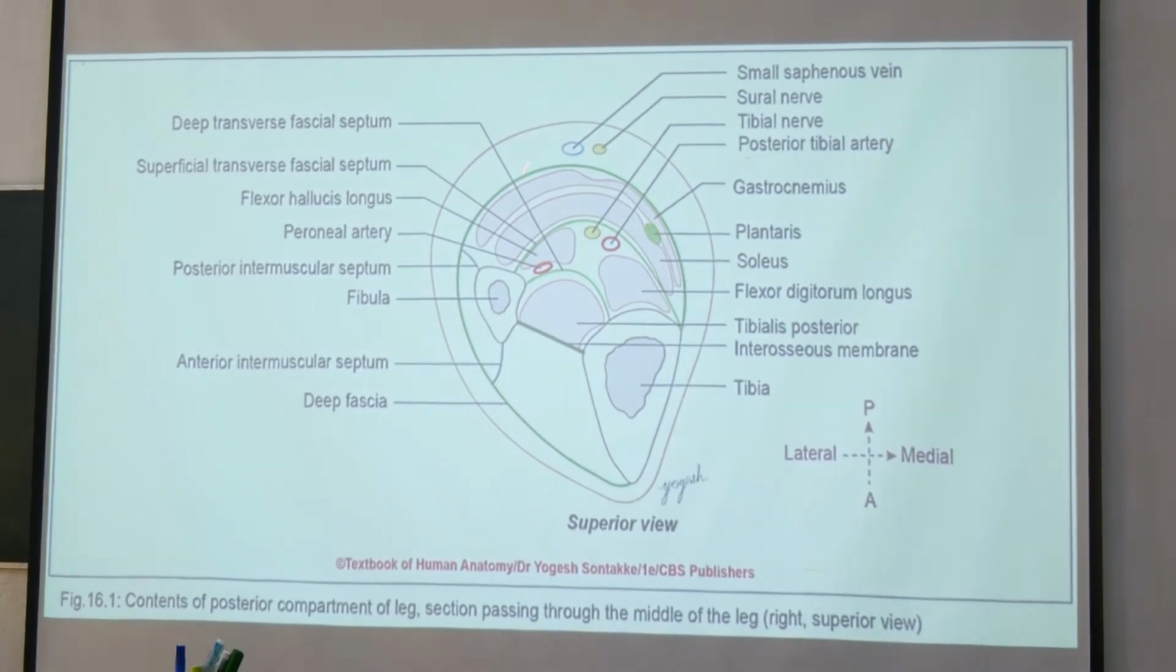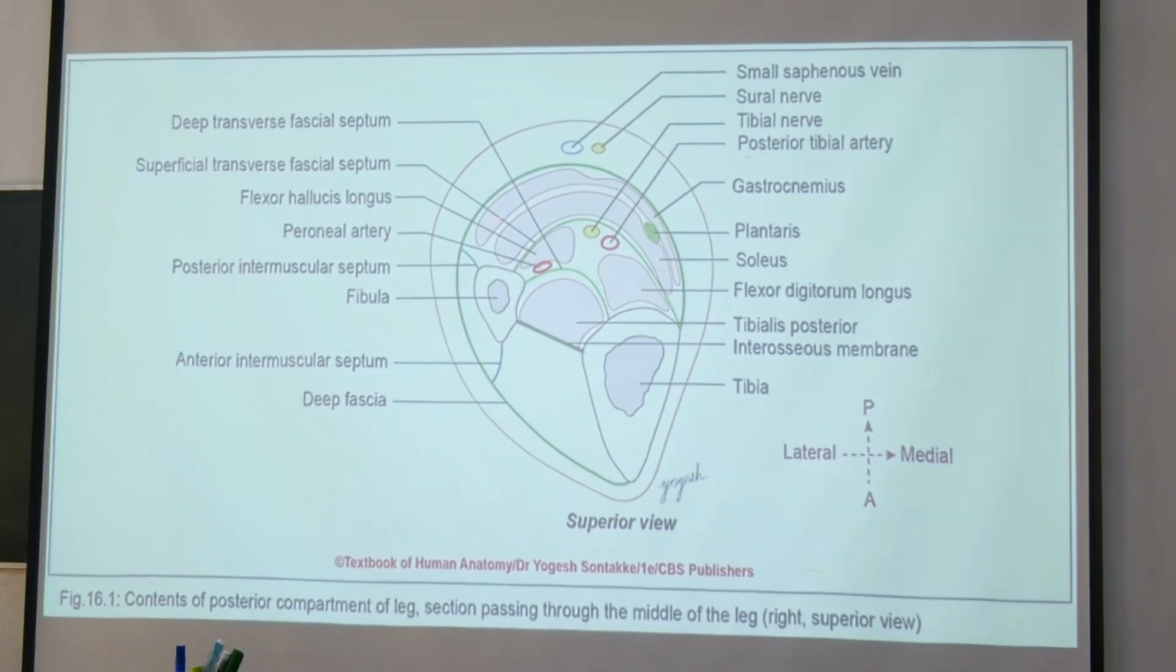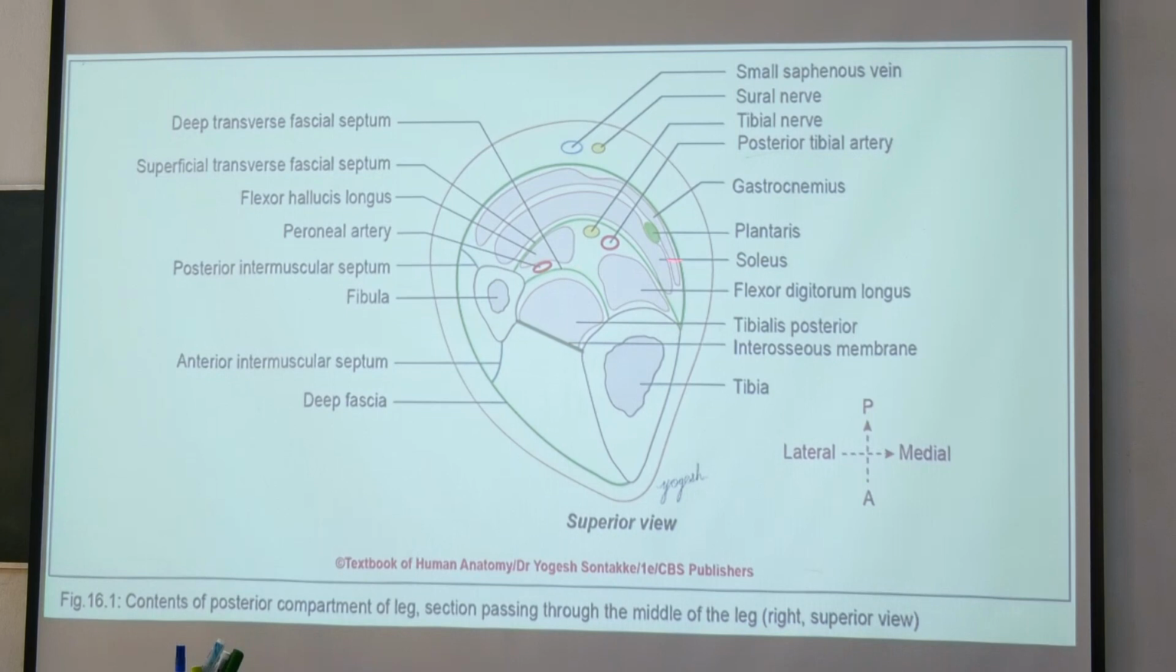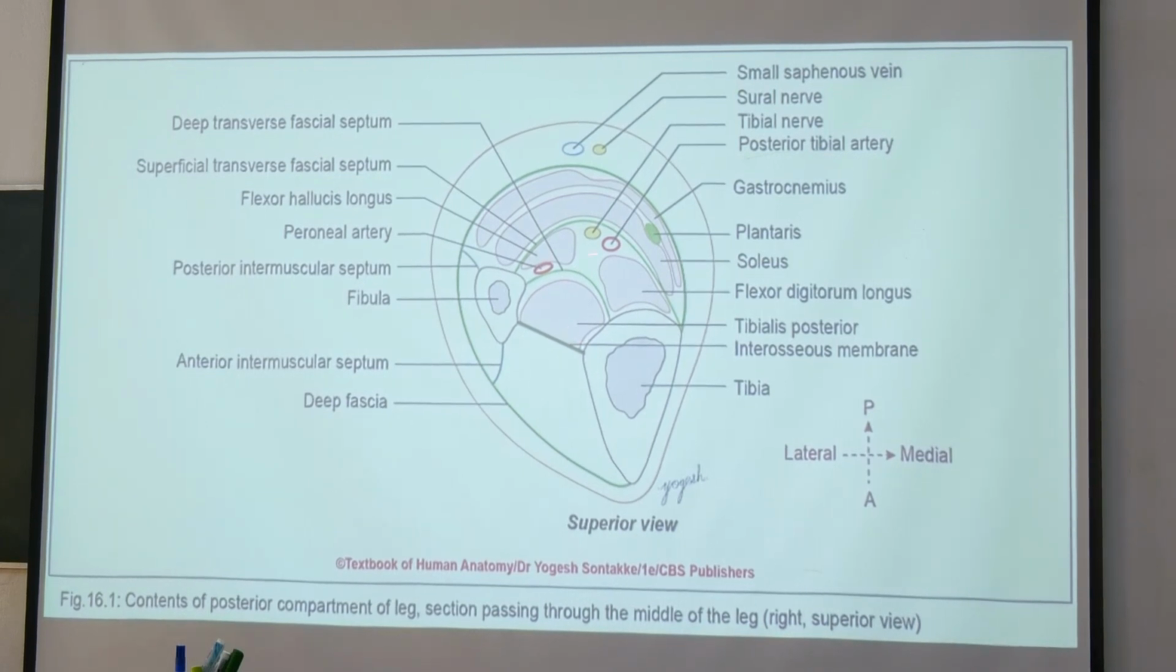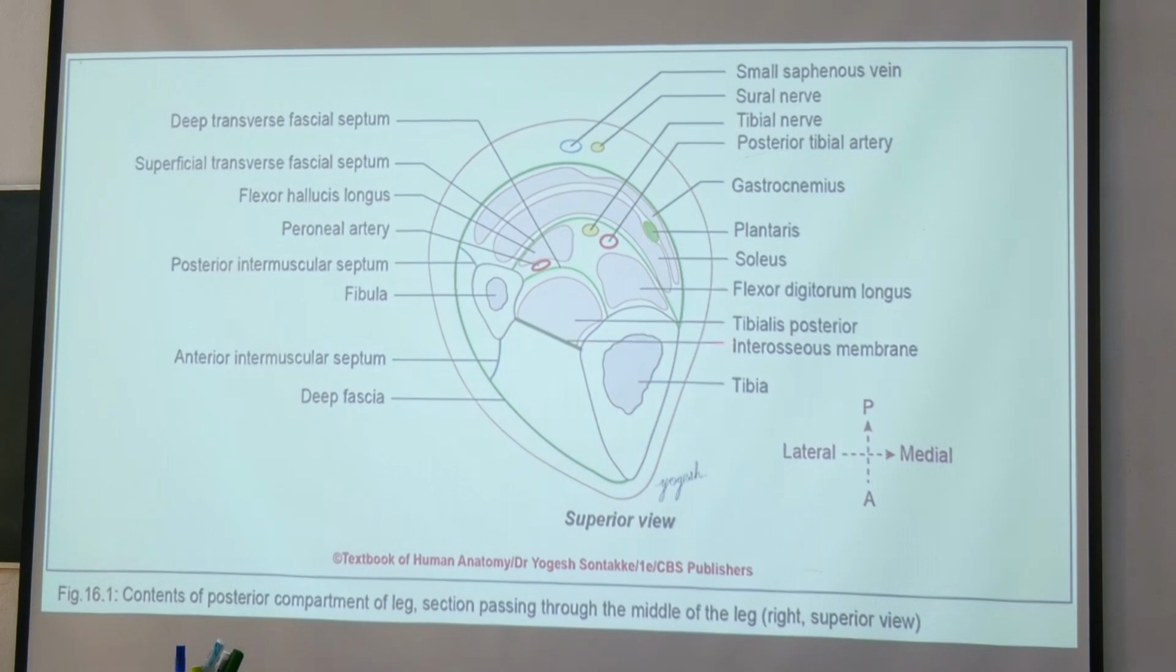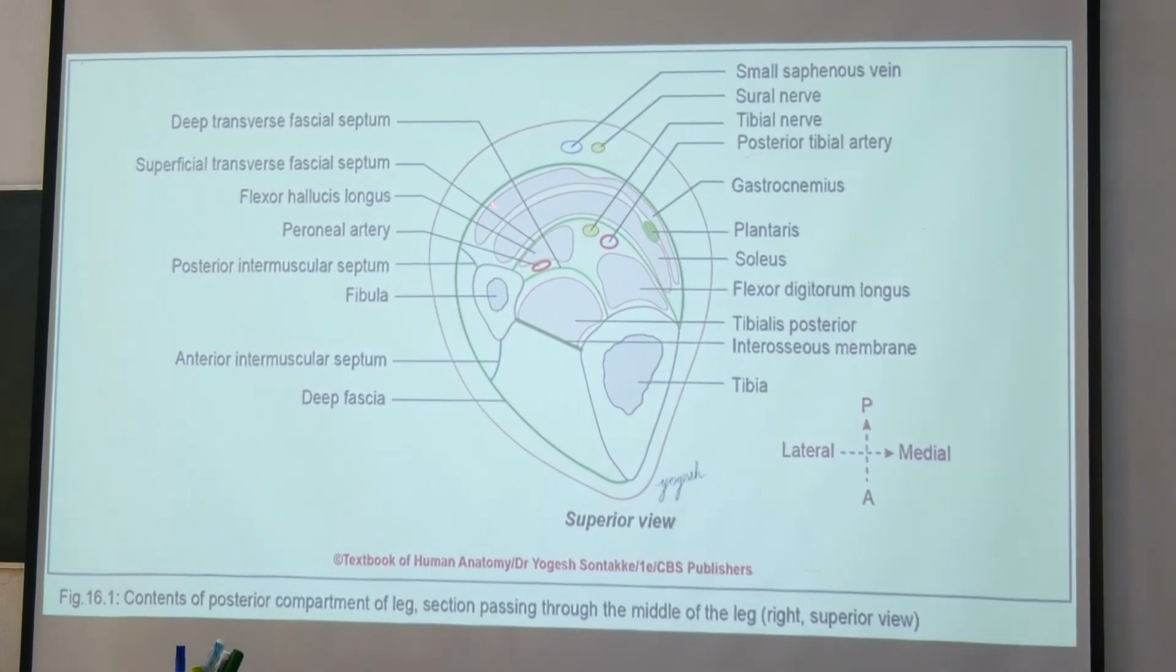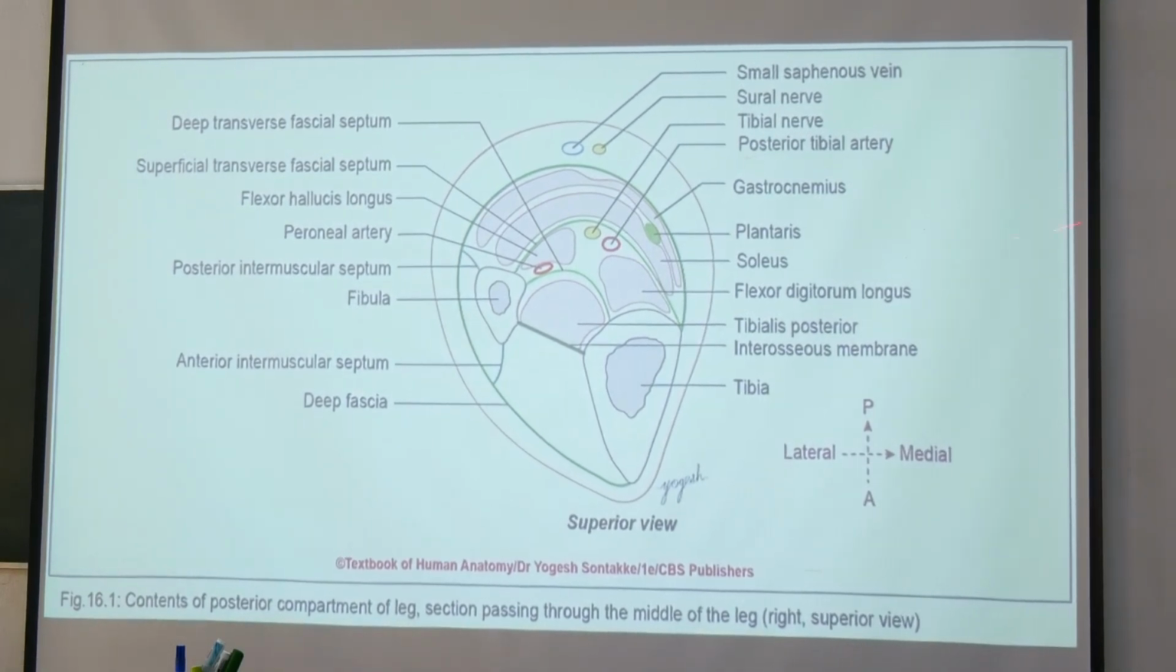So these are the three compartments: superficial most containing gastrocnemius, soleus and plantaris; intermediate containing two flexor muscles, flexor digitorum longus, flexor hallucis longus. Hallucis is lateral, you have to remember, okay. Hallux is present medially because crossing of these tendons of these two muscles is occurring.